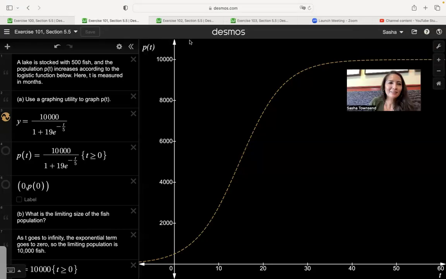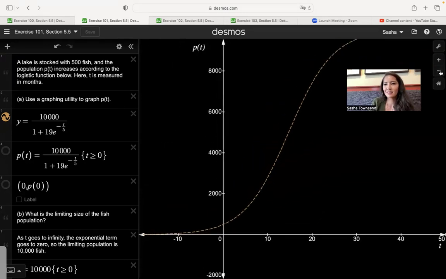In this video, we work another problem involving exponential functions. It's exercise 101 from section 5.5. It says a lake is stocked with 500 fish and the population increases according to the logistic function below. Here t is measured in months. So this is the function y equals 10,000 divided by 1 plus 19 times e to the negative t divided by 5. And this is what the graph looks like.